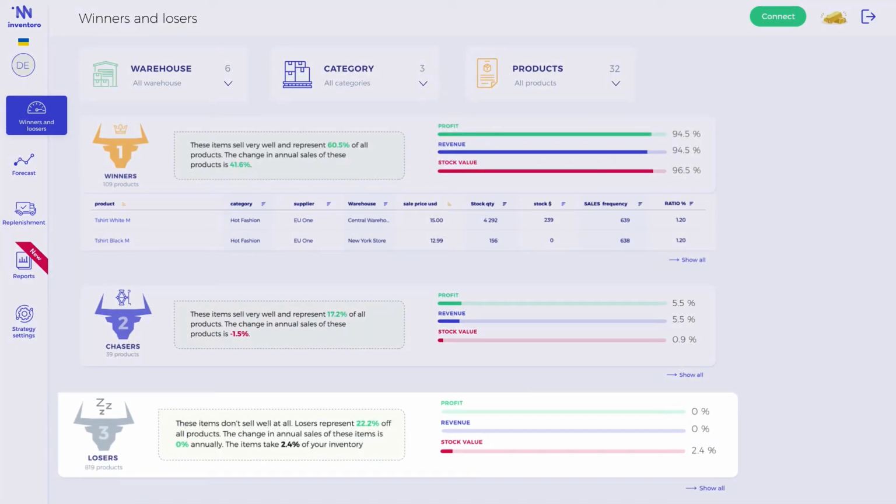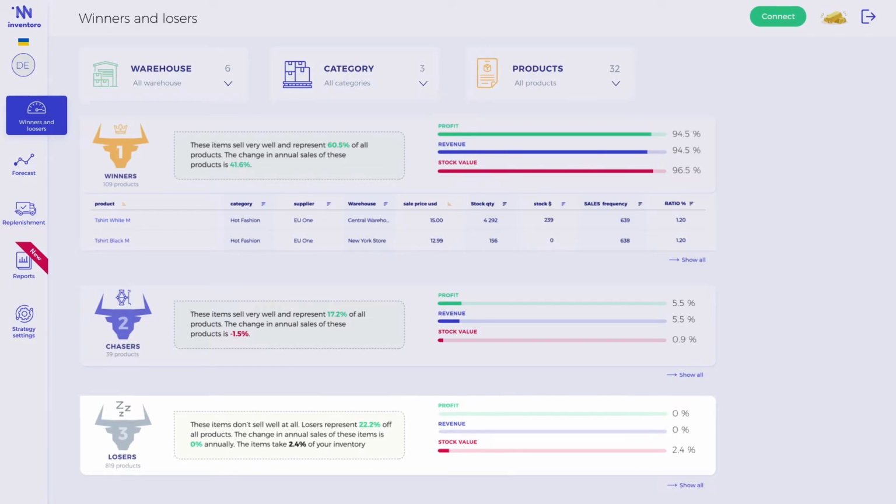Losers. Losers represent your dead stock. There simply is not much positive to say about this category, and you should try to get rid of them as fast as possible. Losers sit in your warehouse taking up space and waiting until you finally get rid of them, often expiring in the meantime. Now it's time to see the Strategy Settings page.